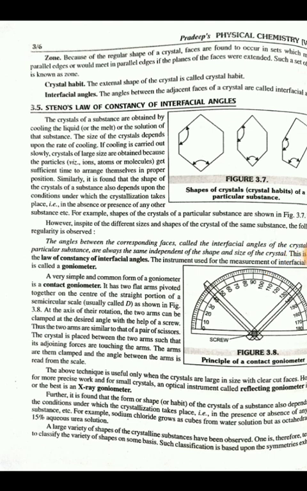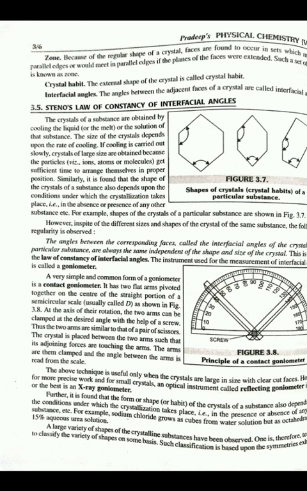Zone. Because of the regular shapes of a crystal, faces are found to occur in sets which meet in parallel edges, or would meet in parallel edges if the planes of the faces are extended. Such a set of faces is known as a zone. Crystal habit. The external shape of the crystal is called crystal habit. Interfacial angles. The angles between the adjacent faces of a crystal are called interfacial angles.